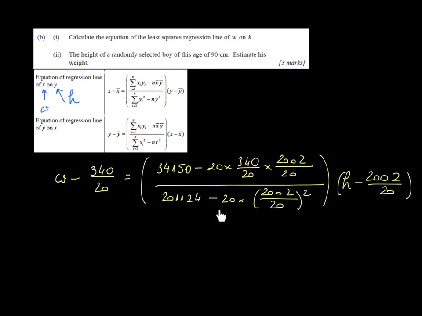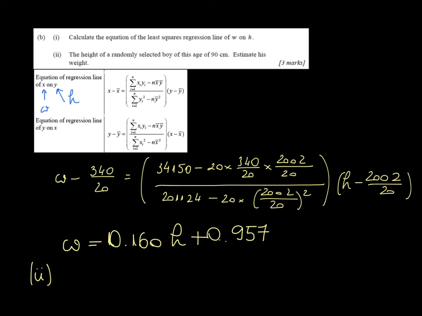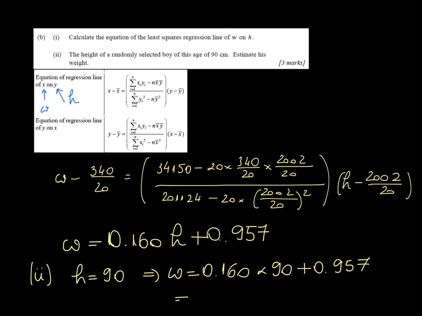Okay, so after replacing, this is what I got for the regression line, and after using basic arithmetic, we change it into W equals 0.160H plus 0.957. Now, the second part is easy. For H equals 90, after replacing, we find W equals, so W is 15.4 to 3 significant figures.